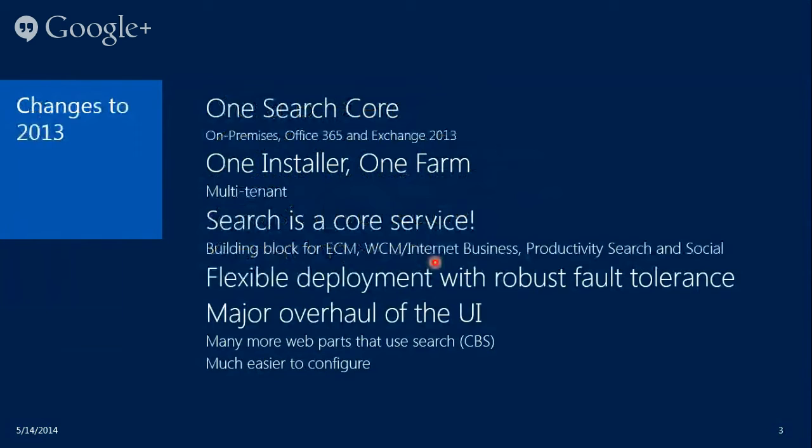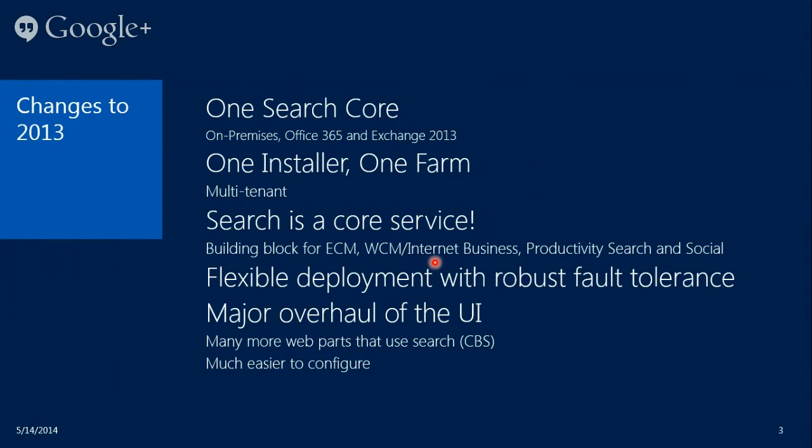So key changes: one, search core. What it means is that whether your SharePoint 2013 is running in your on-prem environment or in Office 365, or even Exchange 2013, it utilizes the common search engine. In the case of Exchange you will be using it for your mailbox query, for searching mail items or whatever that is. It actually uses the search core engine which is developed, and the same search core engine is being used for your on-prem as well as Office 365 SharePoint Online. One installer, one farm, and this was there since 2010.